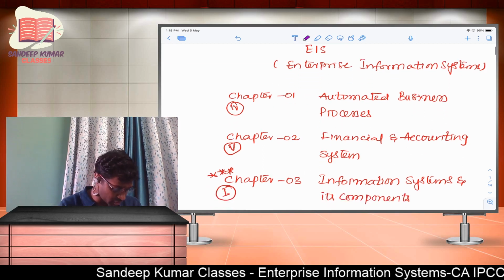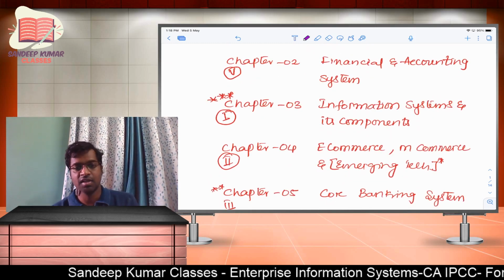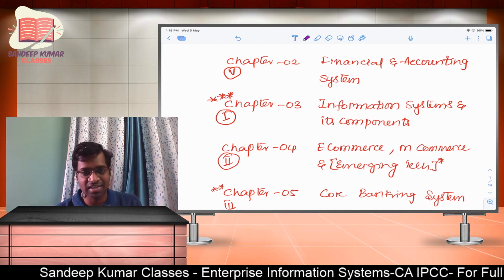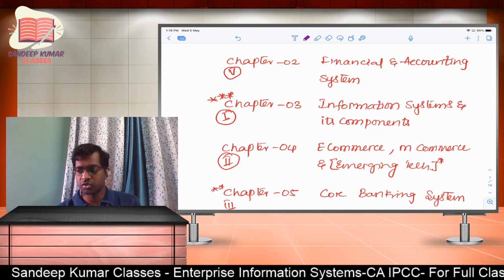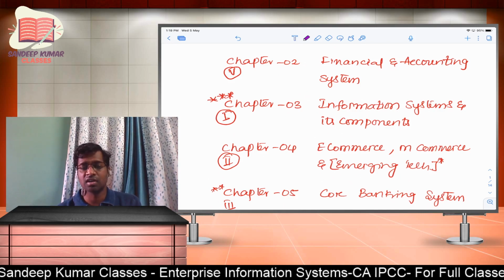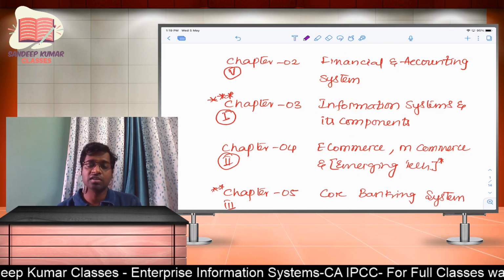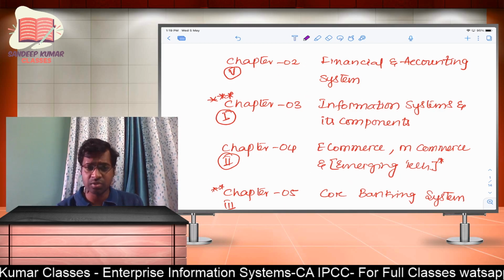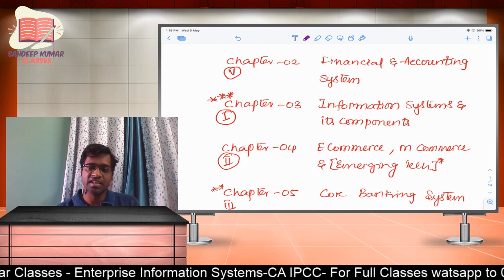Chapter 2 is more about financial and accounting systems. As I said, being a chartered accountant, you are supposed to understand information systems. Not only understanding, you are supposed to put certain controls on these information systems, and you are the one who has to audit them. That is the reason we have an exclusive chapter on financial systems.